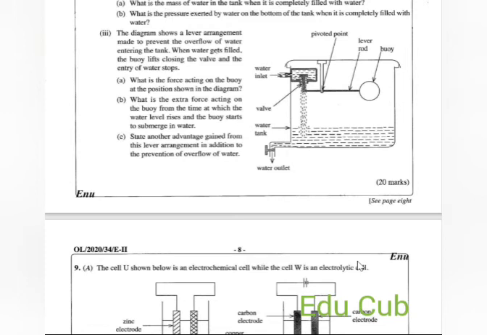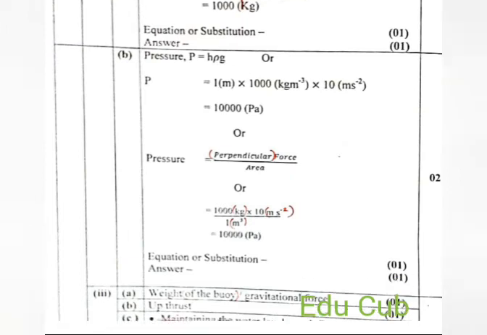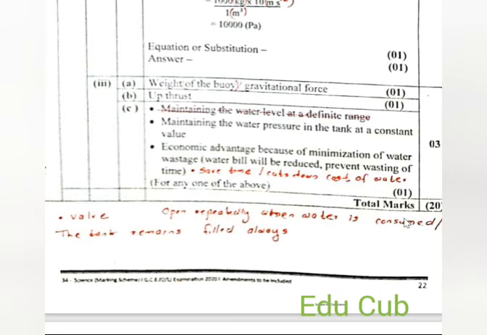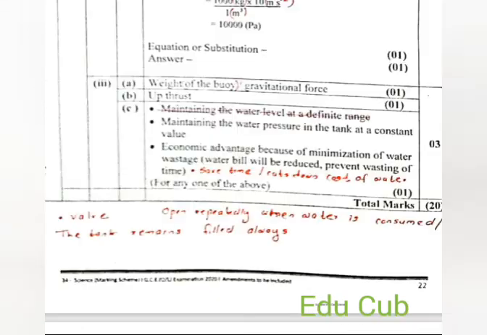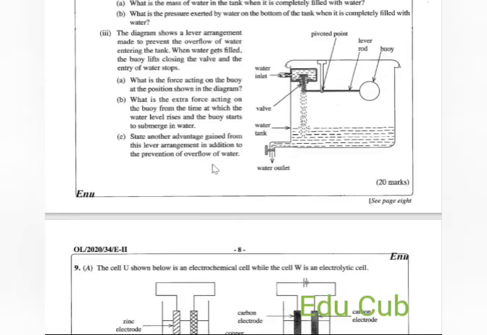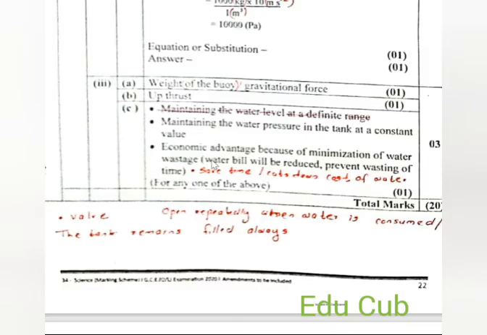Question A, what is the force acting on this valve at the position shown in the diagram? Answer will be weight or gravitational force. What is the extra force acting on the valve from the time at which the water level rises and the valve started to submerge in the water? It is the upthrust. State another advantage gained from this lever arrangement in addition to the prevention of overflow of water. We can maintain the water pressure in the tank at a constant value.